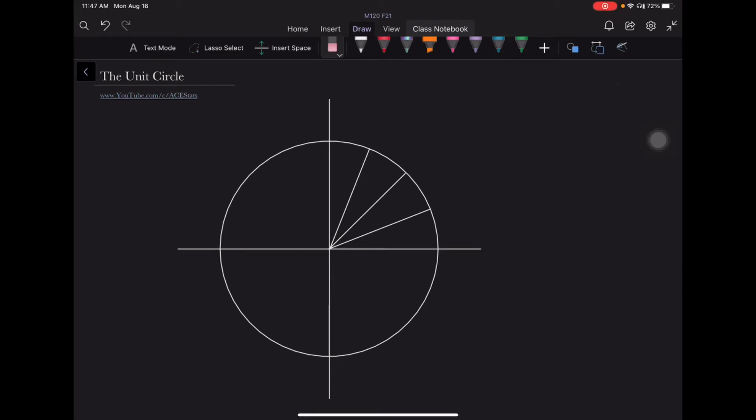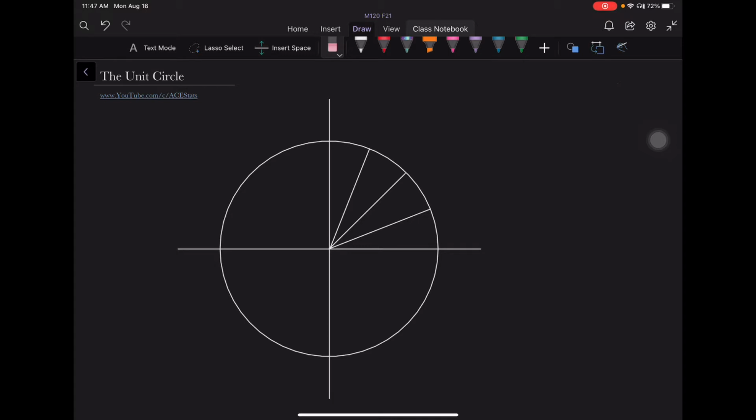All right, today we're going to look at the unit circle. Knowledge of the unit circle is critical to success in calculus. It's important that you're able to know what the values of certain radian measures are, as well as how to evaluate trigonometric values and where these all come from.